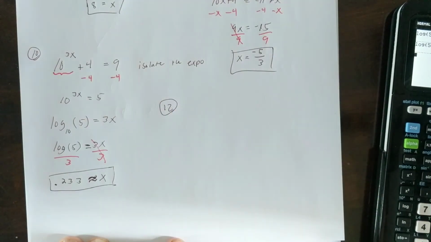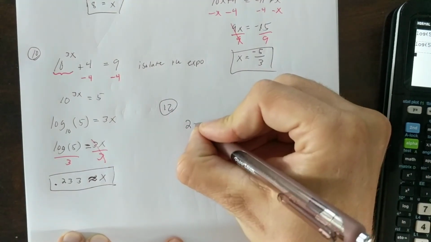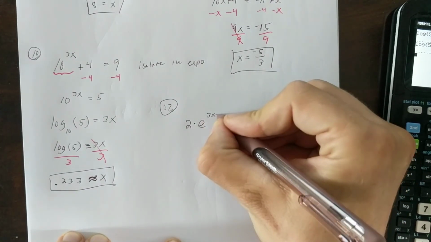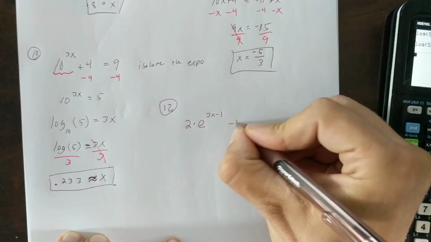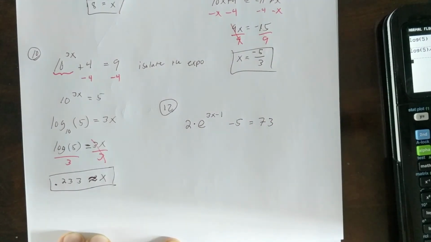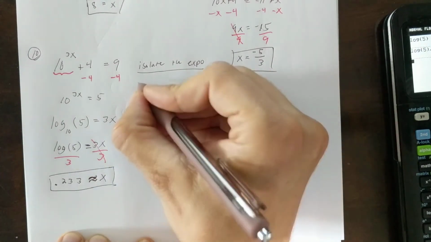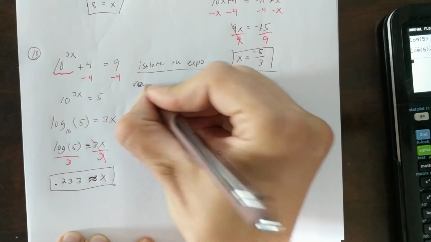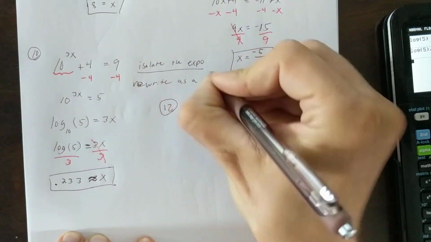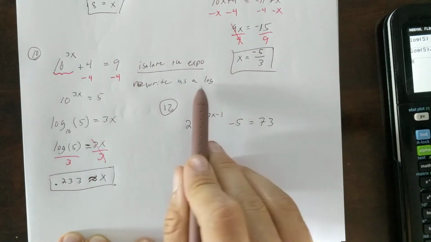Okay, let's do one more. This one I'm going to use an exponential with e. So what if I had 2 times e to the power of 3x minus 1, minus 5, and that's going to equal 73. Well, again, I first need to isolate the exponential, and then I need to rewrite as a log. So first isolate, then rewrite as a log.